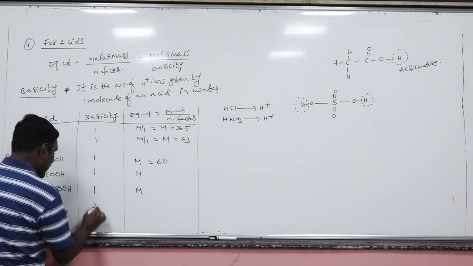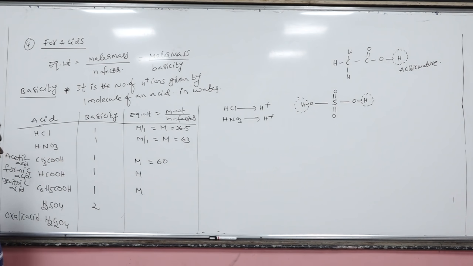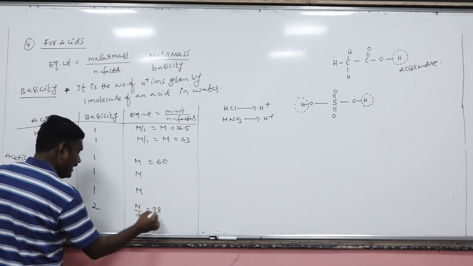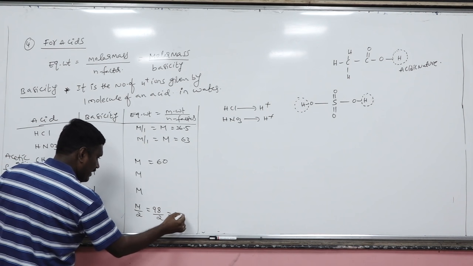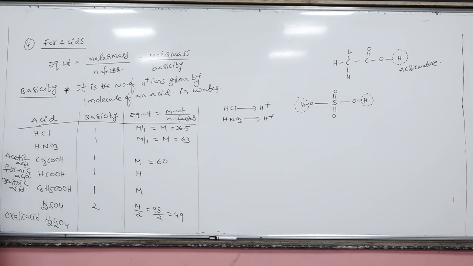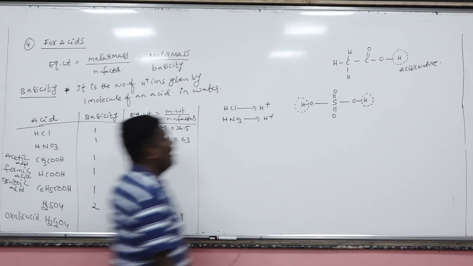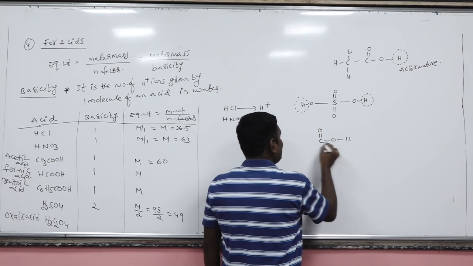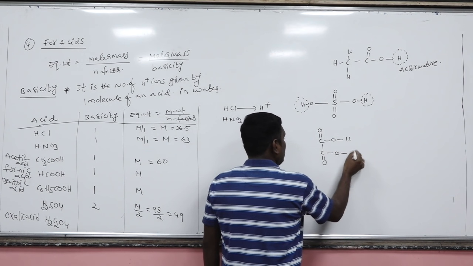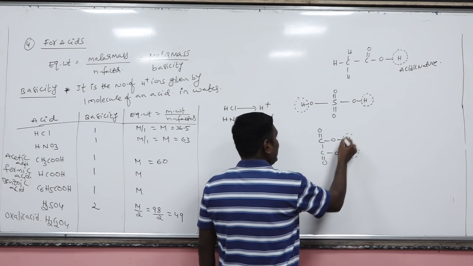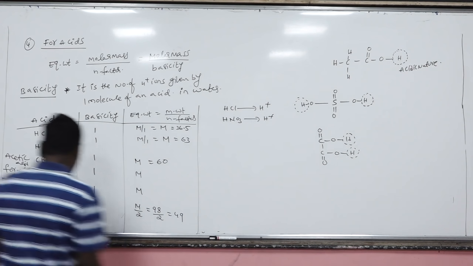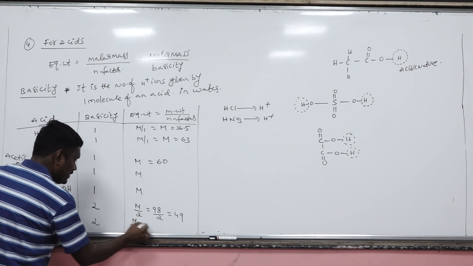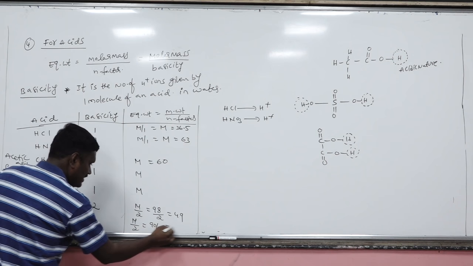Total there are 2 ionizable H plus ions. So we can take the n factor for sulfuric acid as 2. Now molecular weight divided by 2. The molecular weight of sulfuric acid is 98, divided by 2, that is 49. Equivalent weight of sulfuric acid is 49. Now come to oxalic acid. Oxalic acid has 2 ionizable H plus ions, so the n factor is 2. Oxalic acid molecular weight 90 by 2, that is 45.